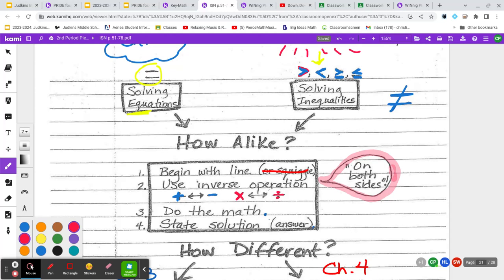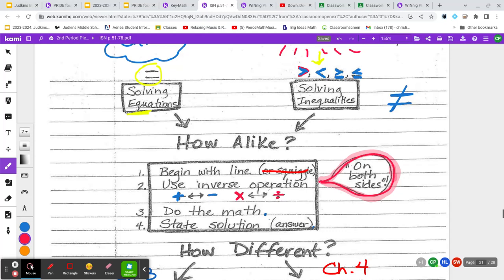Number 3, what does it say you have to do? Do the math. You do the math. And number 4, do what? State solution. Solution is also called the what? Answer. Great. When we do this, we always do it where? On both sides. Highlight that thing. On both sides. Super duper important.